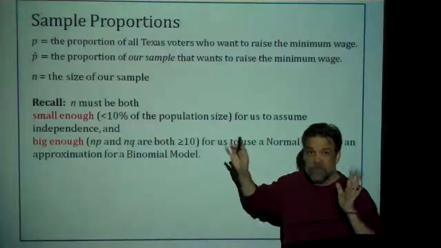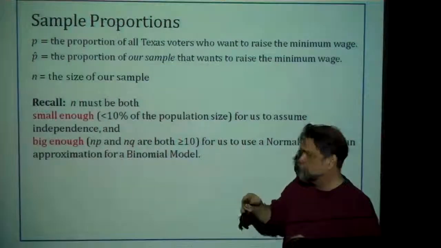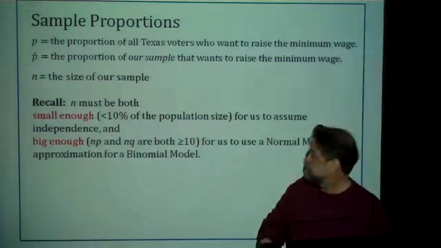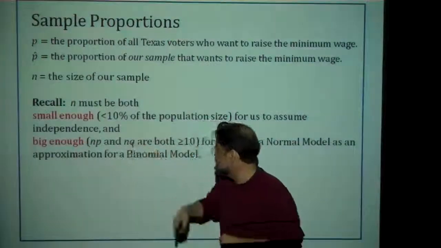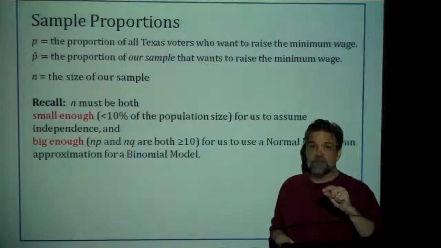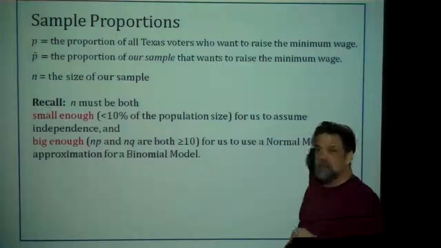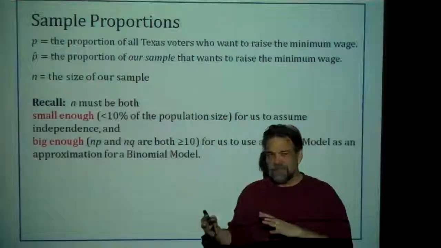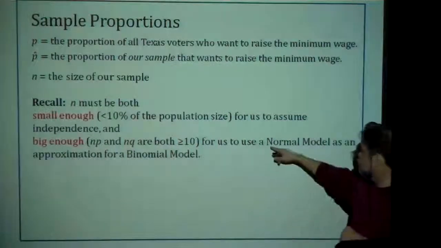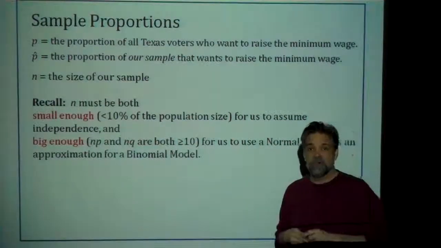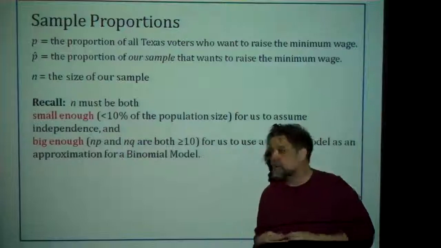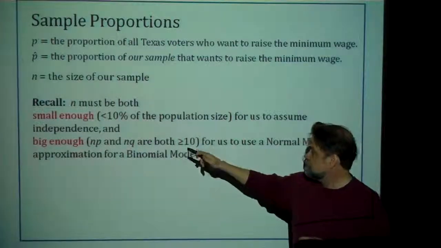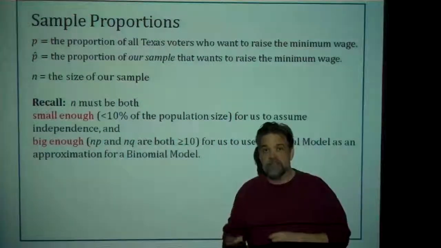I realize I went on a really long explanation, and I've already done it before, but it's important. And then N has got to be big enough. It's got to be big enough for N times P and N times Q to both be greater than or equal to 10, okay? And the reason we need that is because we're going to kind of use the binomial model, but really what we're going to use is the normal model, okay? And in order for the normal model to be a good approximation for the binomial model, N times P and N times Q have both got to be at least 10.